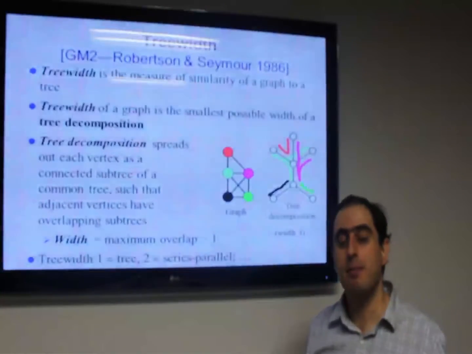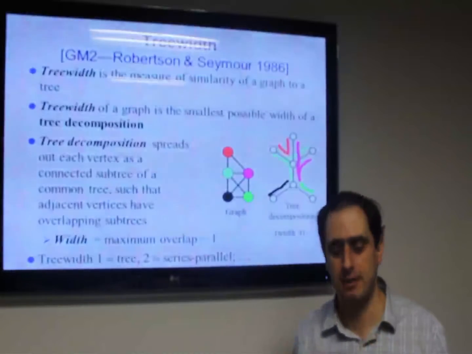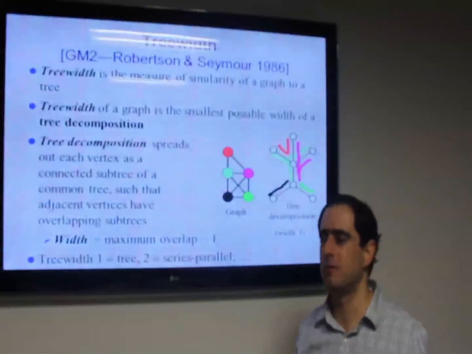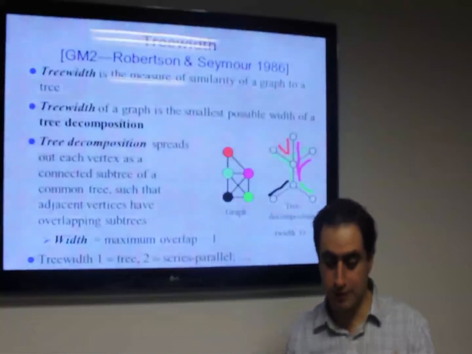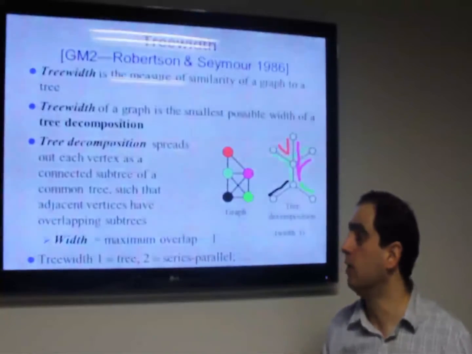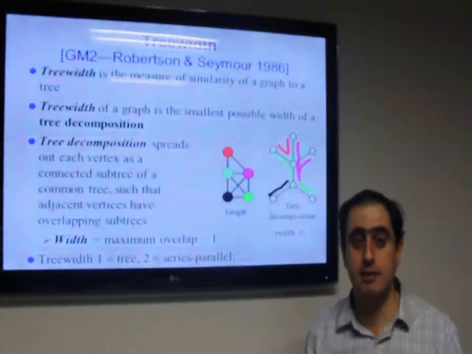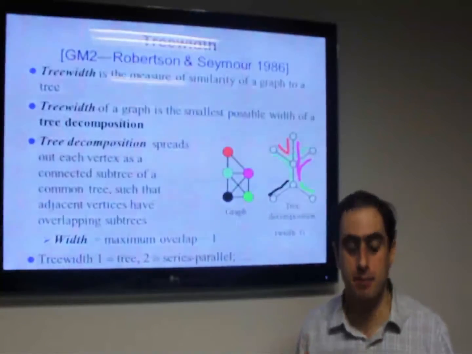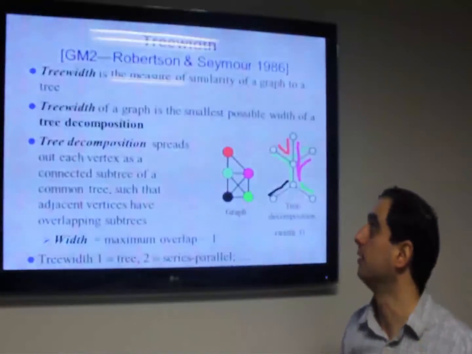The same thing happens when the tree width of the graph is bounded. For almost all problems, not all problems that you can solve on trees, but almost all of them, you can also solve on graphs of bounded tree width in polynomial time. And that's the interesting thing about tree width.